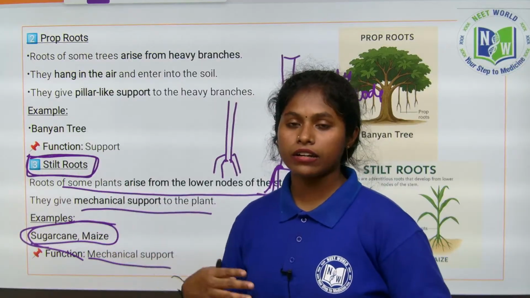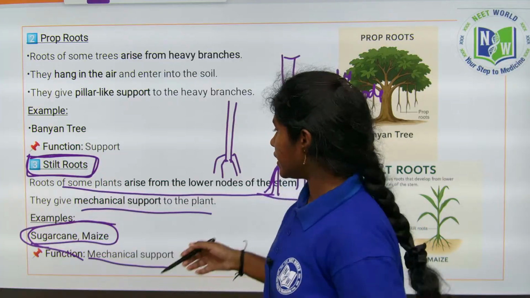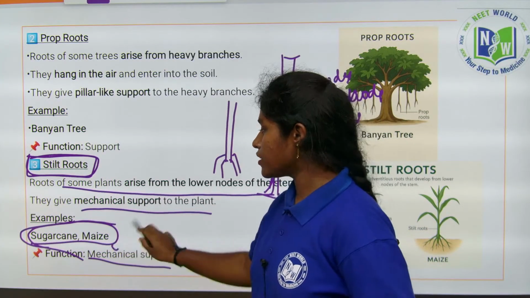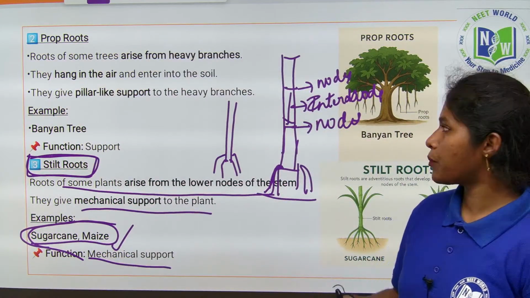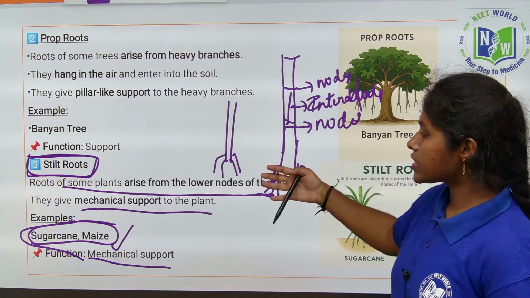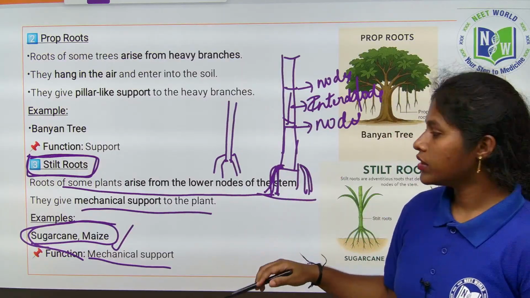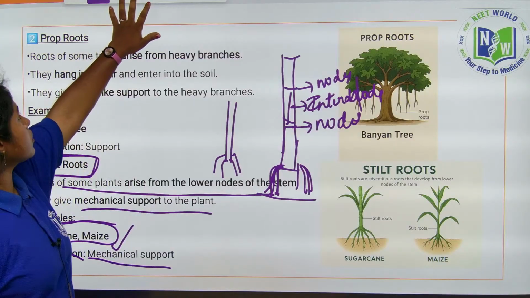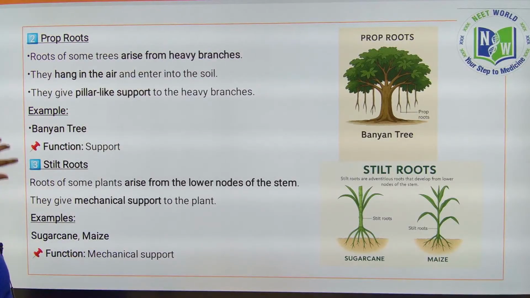If heavy wind comes, the plant will not fall. These stilt roots give the mechanical support. The best examples are sugarcane and maize. The prop roots arise from the branches, right? The stilt roots arise from the nodes of the lower part of the stem. So these are the three types of modifications from the root modifications. Let's see another modification.